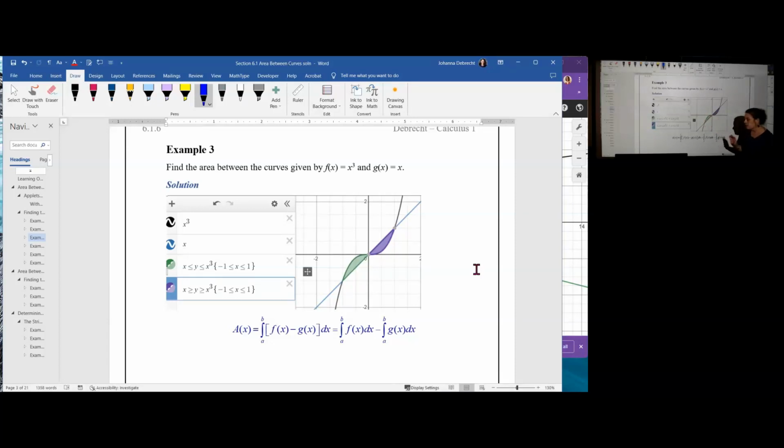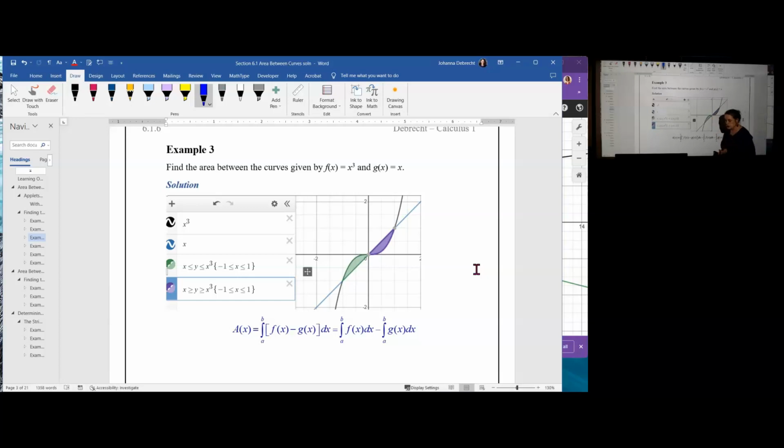However, we have a little bit of a region problem. In the region on the left, which is shaded in green, you can see that the cubic function is above the line. However, on the right side, in the purple shaded region, the line is above the cubic function. This gives us a compound region. When the function that is above changes, you have to split the definite integral at that location.